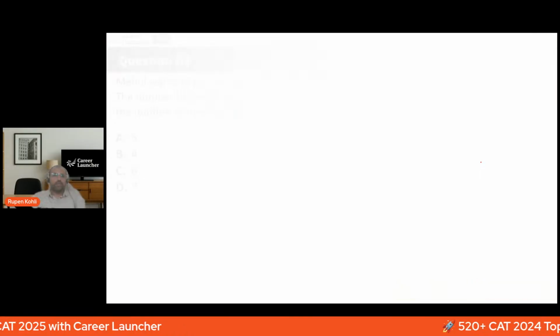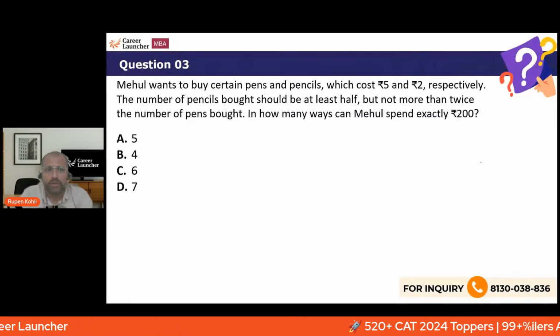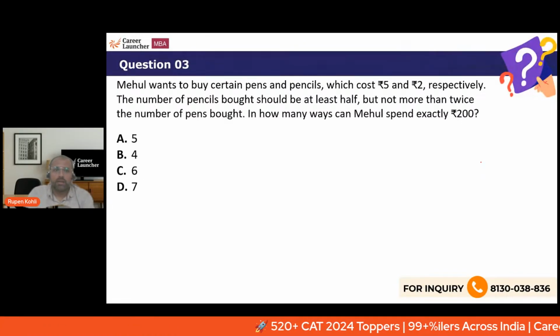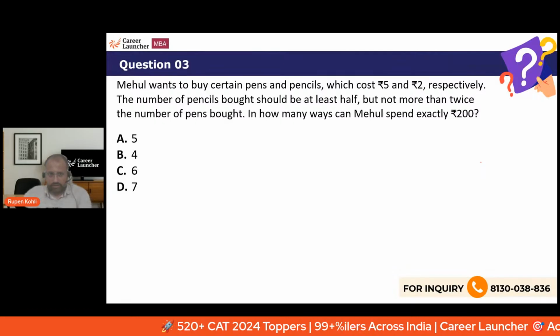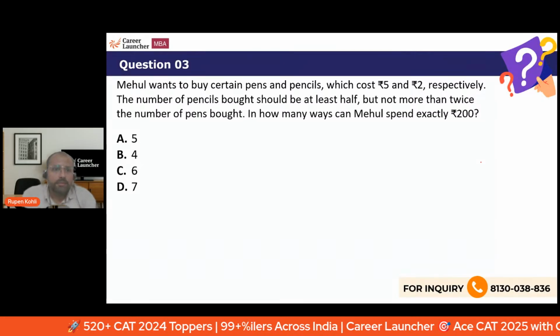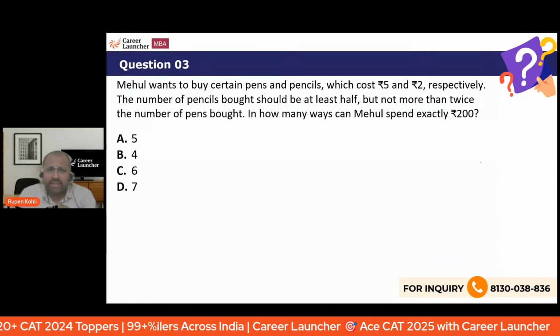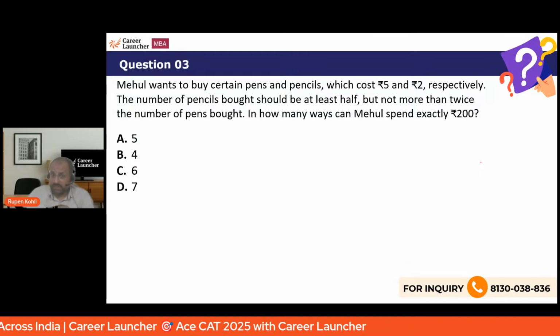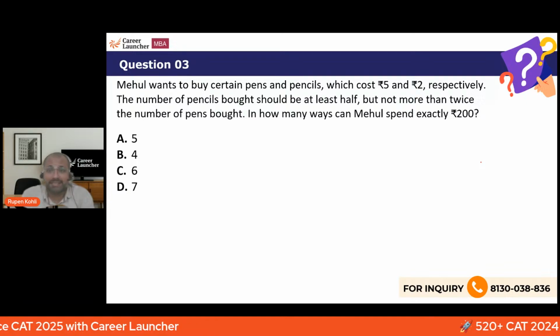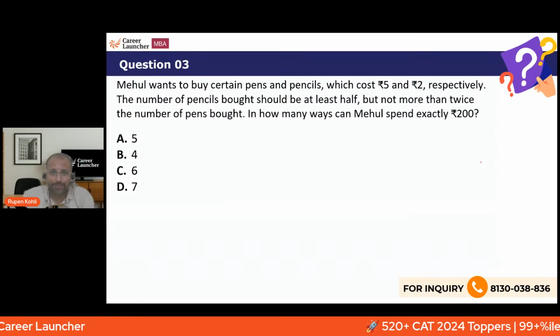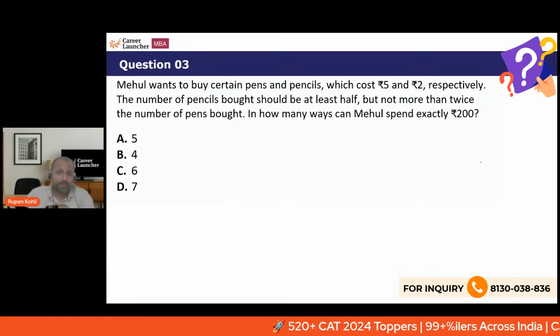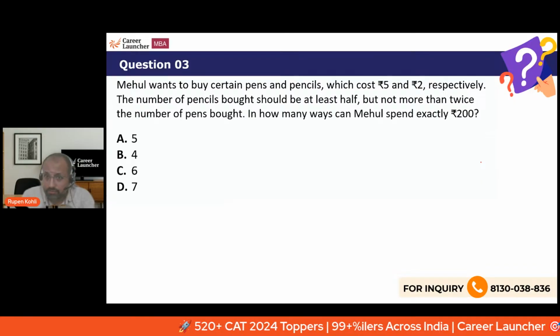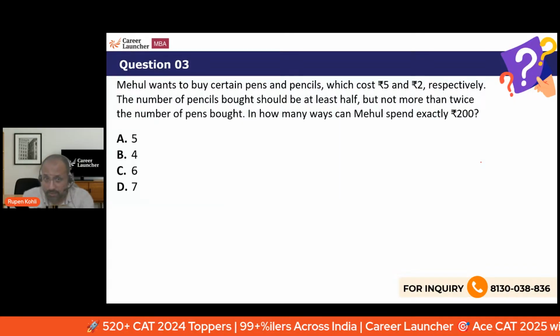So let's see the next one. All right, so here it is. Mehul wants to buy certain pens and pencils which cost 5 rupees and 2 rupees respectively. Well, we are in the golden age, I guess, in the 90s or so. 5 rupees, 2 rupees. The number of pencils bought should be at least half, but not more than twice the number of pens bought.